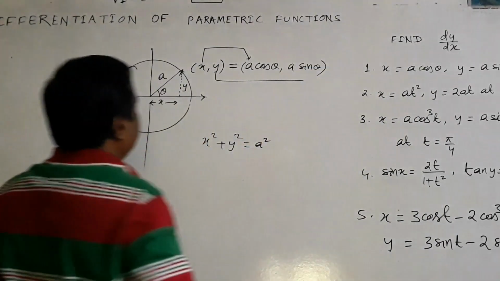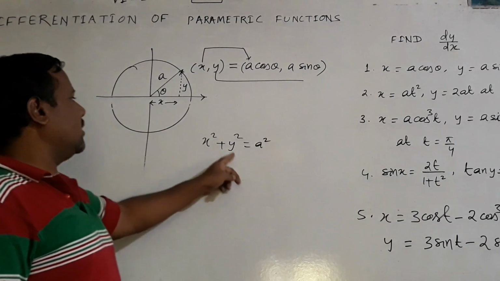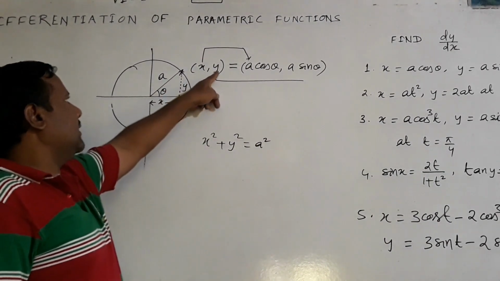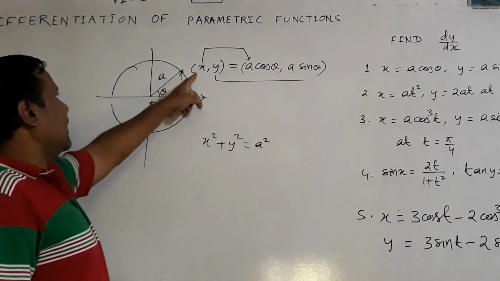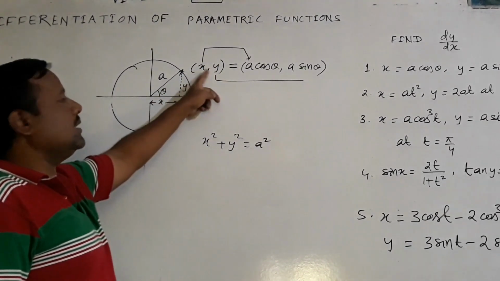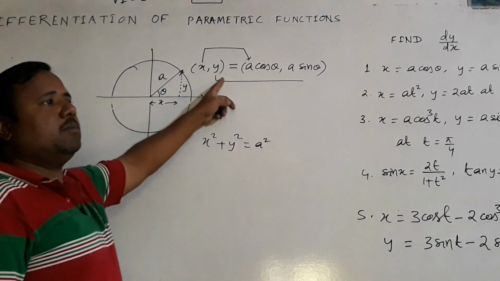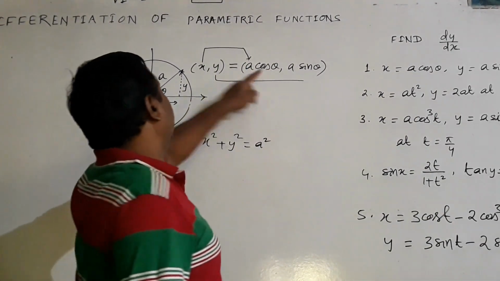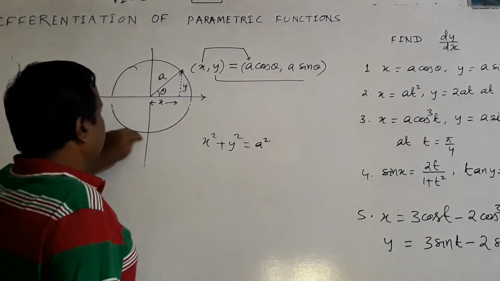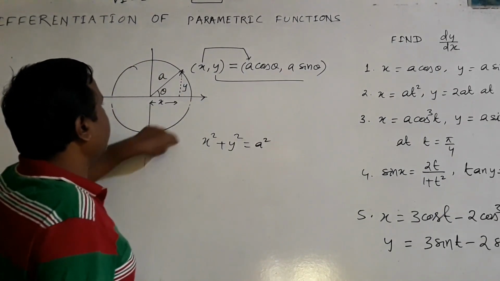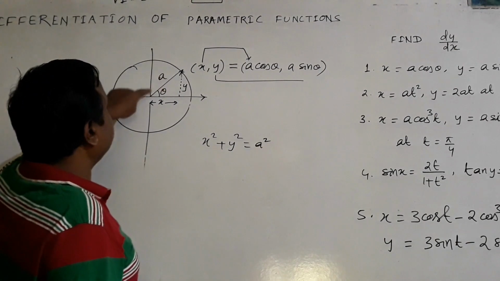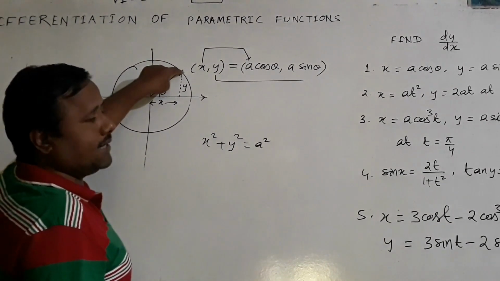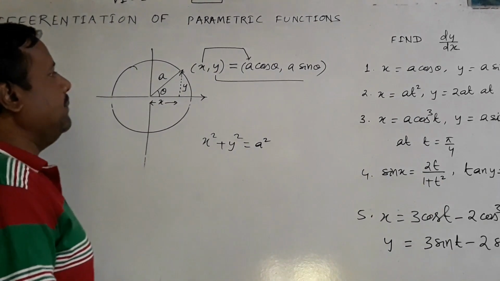Here, look at here. Equation of the circle is x square plus y square is a square. Any point has coordinate x, y. Then these are two different variables x and y, but both are expressed in one parameter, that is theta. For different values of x, y, different thetas will be there. This theta is different from this theta. This is called the parametric form.